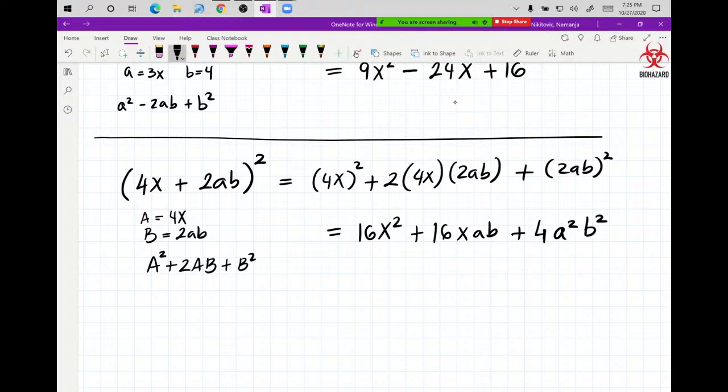And now the $1,000,000 move: put them in descending order, because the order is exactly opposite in this one. See, the 4a squared b squared has 4 variables, the middle one has 3 variables, and this one has 2. Question: I understand how you got the 16x squared, where did you get the 16 from? Wouldn't that be the 2 times 4x, which is 8, and then times 2? 8 times 2 is 16, xab. Oh, okay.